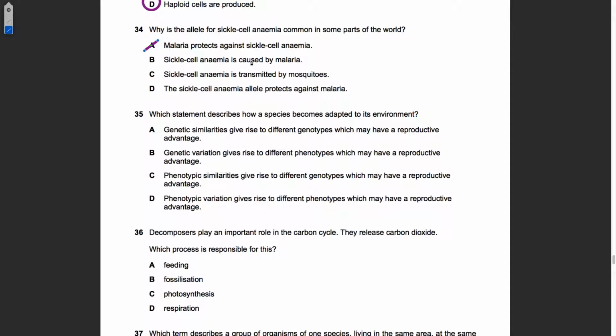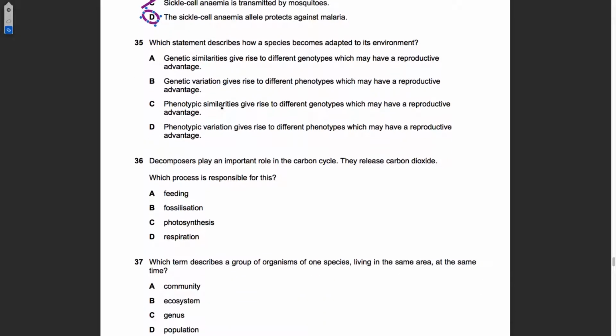Is sickle cell anemia caused by malaria? No. Malaria is caused by a type of protist called Plasmodium. It's passed to you by a female mosquito, which feeds on blood. Sickle cell anemia is purely down to genetics. You can't catch it from another person. You can't get it via an insect bite or an animal bite, whatever. Is sickle cell anemia transmitted by mosquitoes? No. Sickle cell anemia is passed on via your parents. It's genetic. And the sickle cell anemia allele protects against malaria. There it is. Last one in the lineup. It's D.